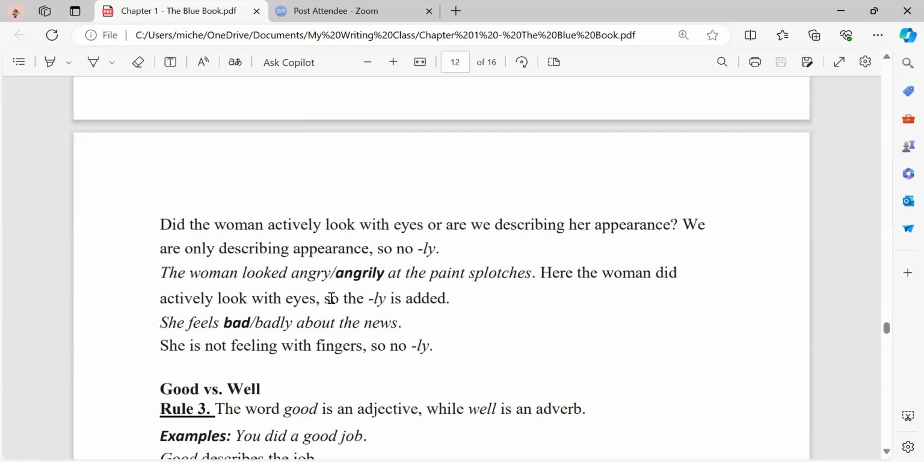And then this one right here, she feels bad or badly about the news. She's not feeling with her fingers, so no ly. So the word feel has two meanings: whether it involves our touching senses or it is probably just our feelings. But here we're talking about feeling bad about the news, so it's talking about her feelings, which doesn't involve any active senses. So she's not feeling with her fingers, right? So no ly.